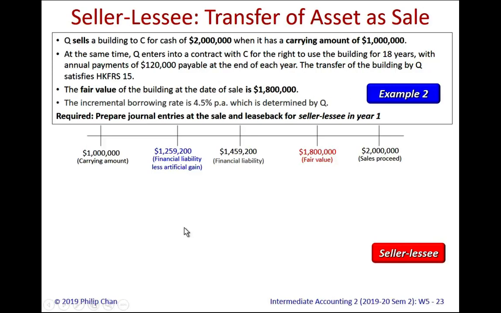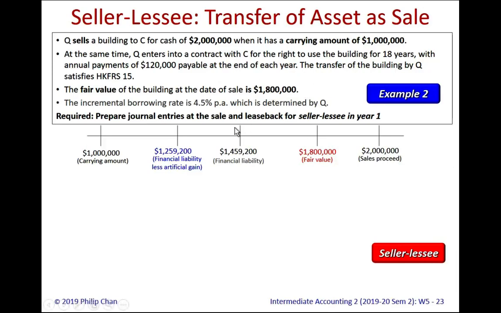So you can see that I did a little bit of work here, and I've used 120,000 for 18 years, and then I used 4.5%. I work out the financial liability figure to be in fact 1,459,200. All right, we know the fair value of the building is 1.8 million. We know the sales price is about 2 million. Book value is 1 million, and remember that we know the artificial gain to be 2 million minus 1.8 million as well. Okay, let's do the questions.